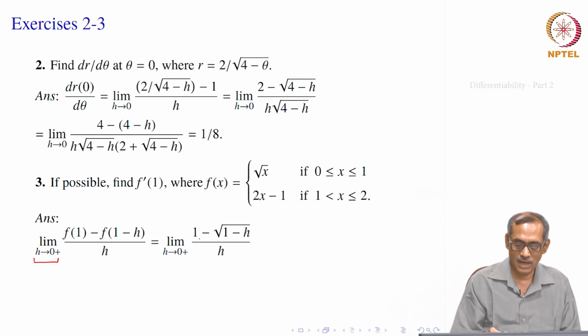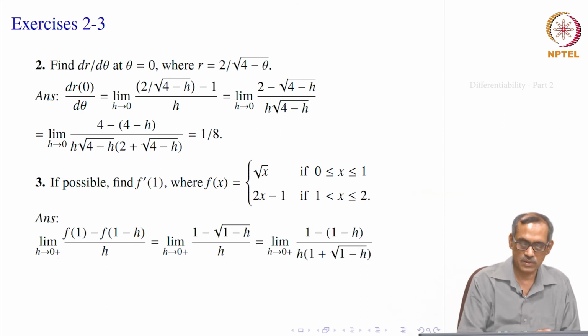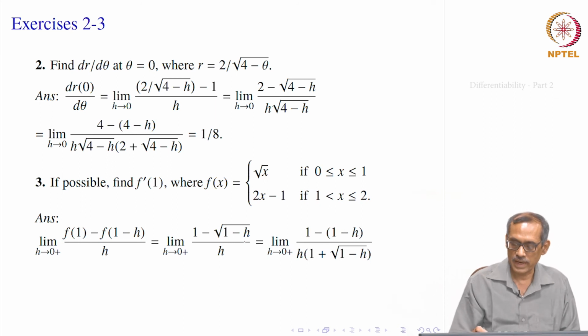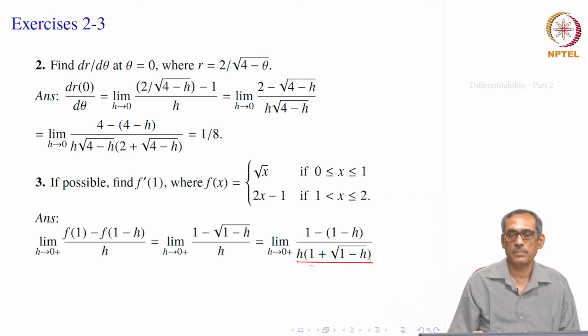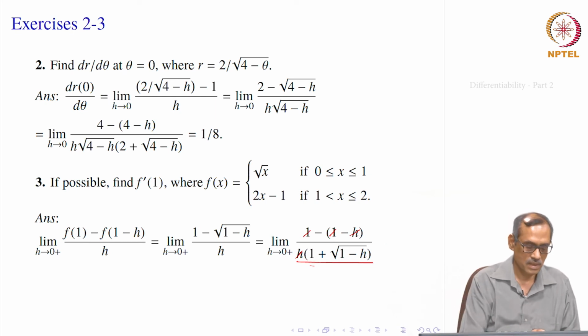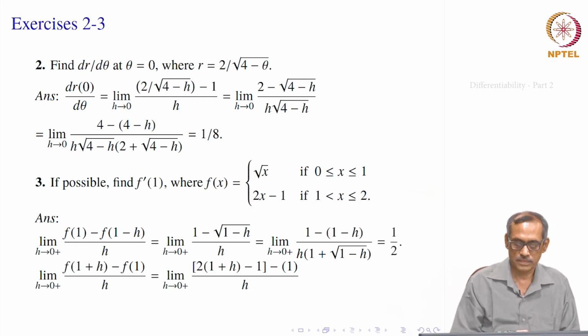So, f of 1 minus f of 1 minus h divided by h as h goes to 0 plus. That gives 1 minus square root of 1 minus h by h as h goes to 0 plus. So, again we have to multiply by 1 plus square root of 1 minus h on the numerator and denominator. The numerator becomes 1 minus 1 minus h, so 1 cancels, then plus h. So, h cancels and h goes to 0. So, it gives 1 plus root of 1 minus h. So, that gives you 1 by 2.